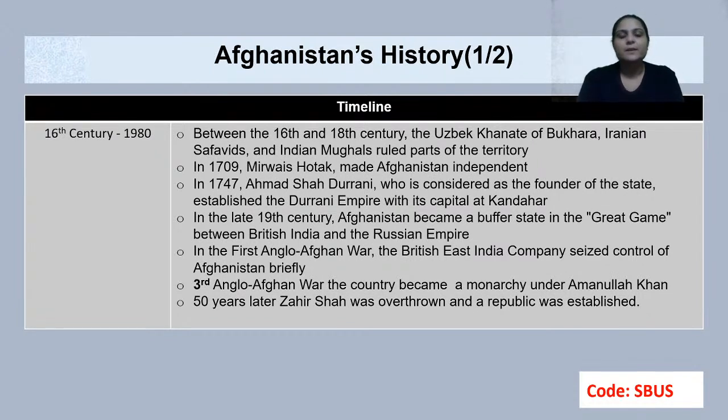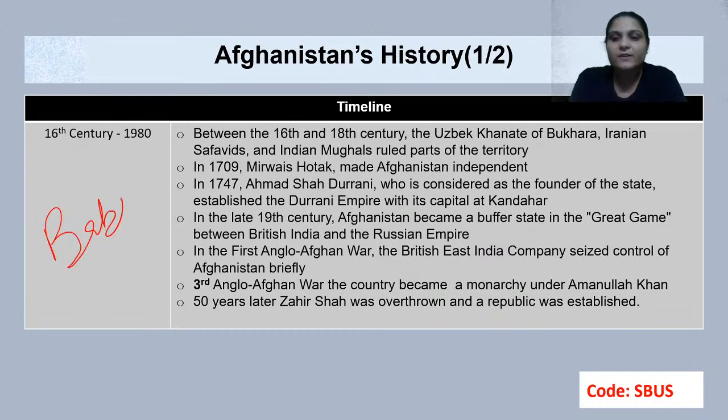How did it happen? So I'm going to the time of the modern history of Afghanistan. I'm not considering the ancient or the medieval history of Afghanistan. I'm starting with the modern history of Afghanistan. So between the 16th and 18th century, the Uzbeks of Bukhara, the Iranian Safavid dynasty, and the Indian Mughals actually ruled parts of the territory.